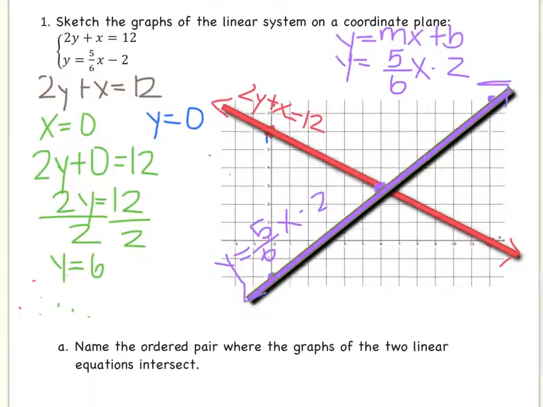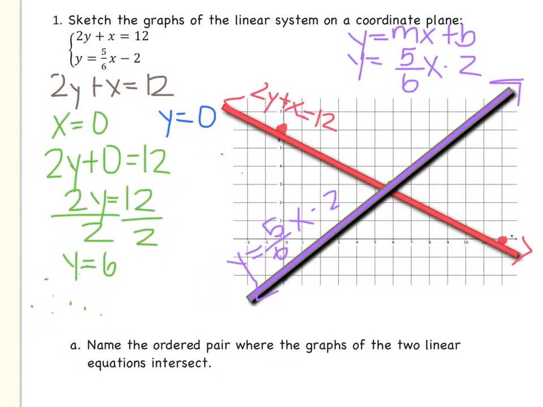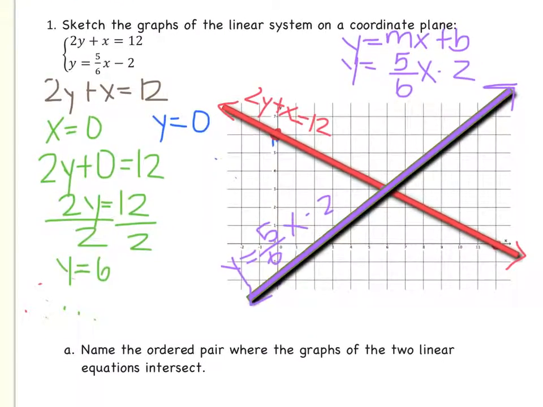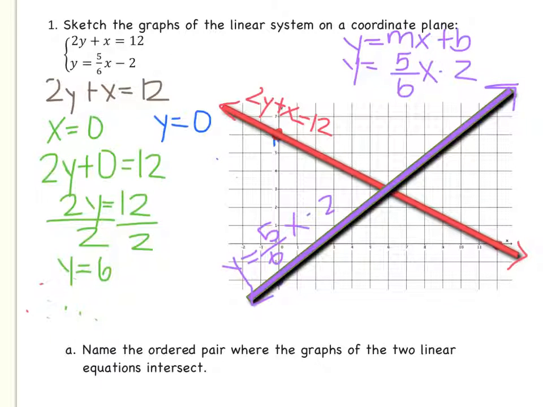So now we need to name the ordered pair where the graphs of the two linear equations meet. So take a look. Again, my equations intersect right there. So that ordered pair would be, it looks like, 6, 3.